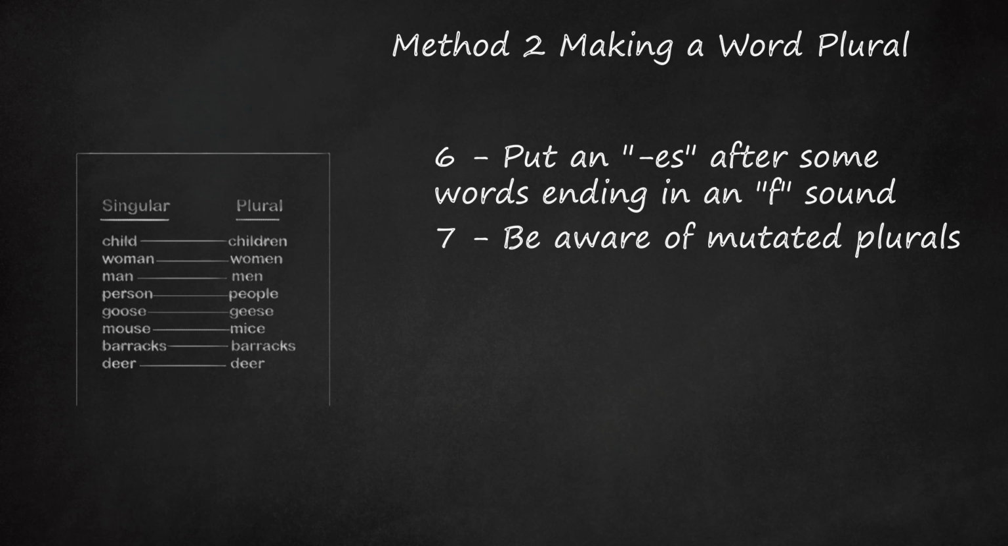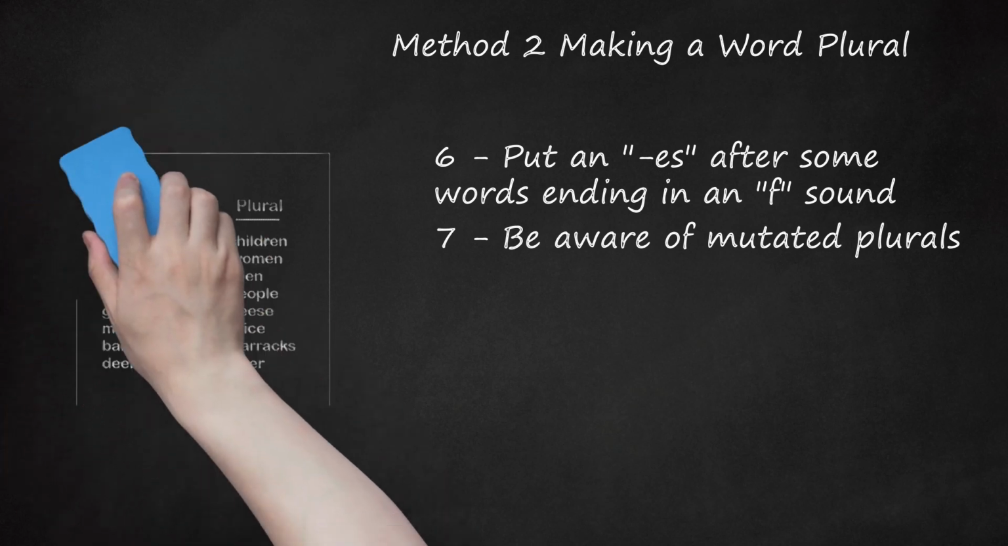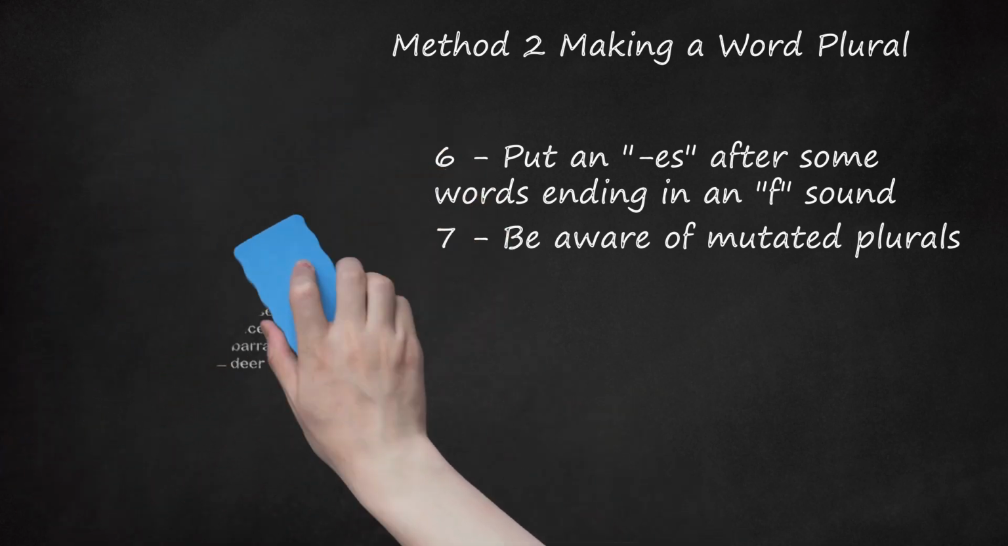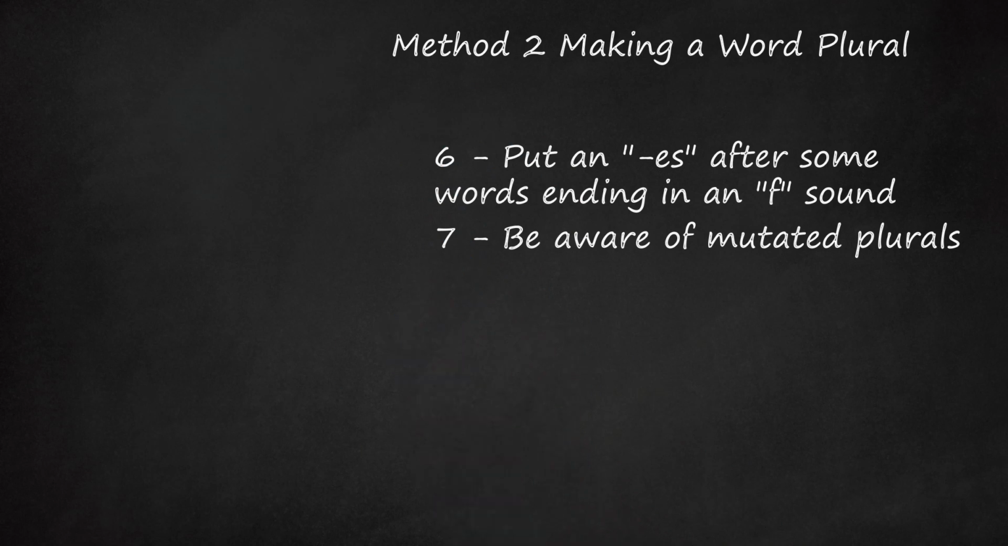For example, criterion or phenomenon form their plurals by dropping the "on" and adding an "a": criteria, phenomena. Other unusual plurals include mice, plural of mouse, geese, plural of goose, and feet, plural of foot. Sheep and moose are the same as singular or plural nouns in English.